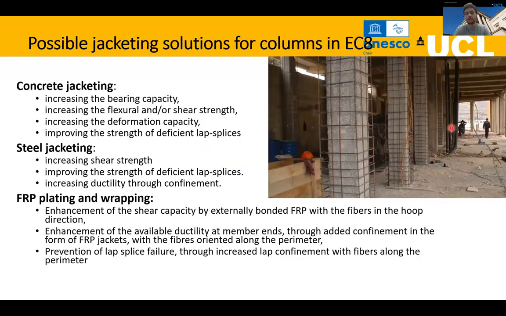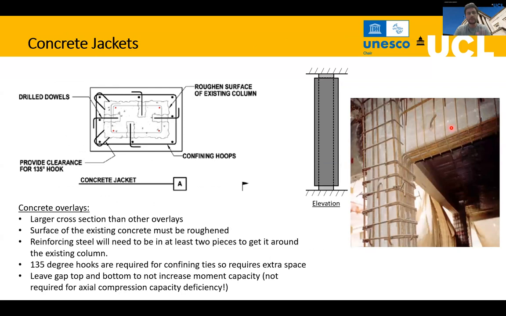So this confinement can be done through concrete, steel, or FRP, as I just mentioned. Particularly for the concrete jackets, you will need to first roughen the existing structure. Then you need to install the new steel over here, all the confining loops, hoops, and the vertical bars as well. And you also need to drill some dowels over here to connect the existing element with the new one.